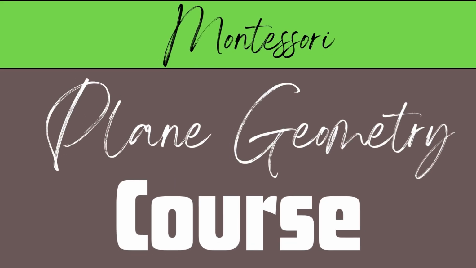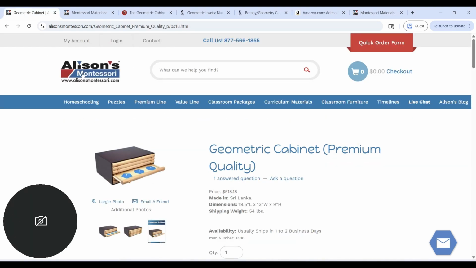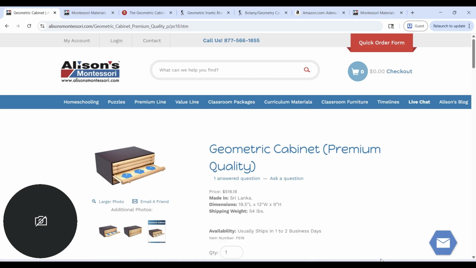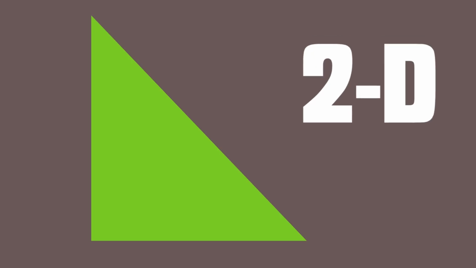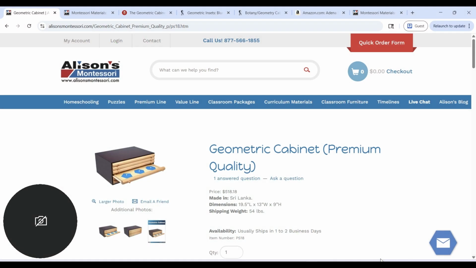First, let's take a look at what materials are available to teach plane geometry and help you decide which materials fit your child's needs, your shelf space, and your budget. Alison's Montessori has a few choices for materials that teach plane geometry. Plane geometry refers to two-dimensional shapes, length and width, with one plane. The traditional Montessori material to teach plane geometry is the geometry cabinet.